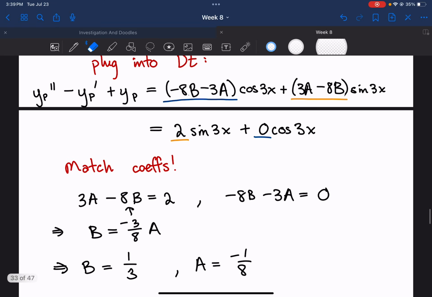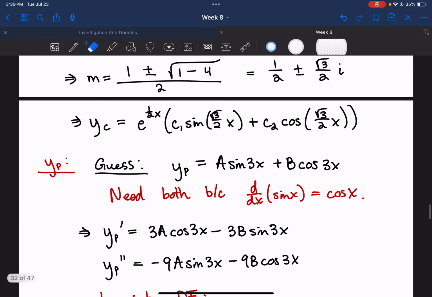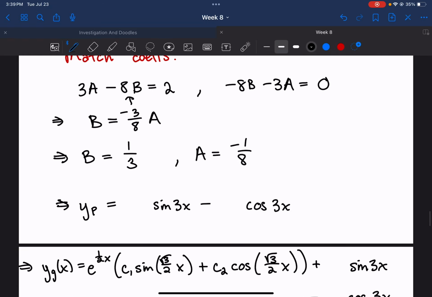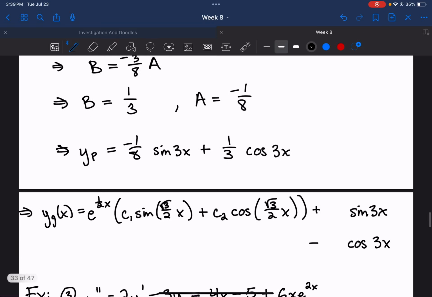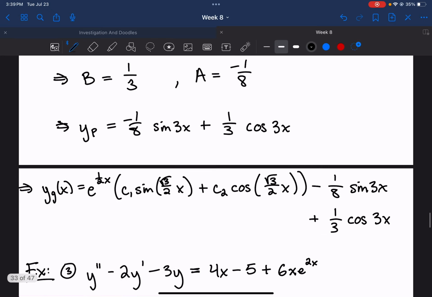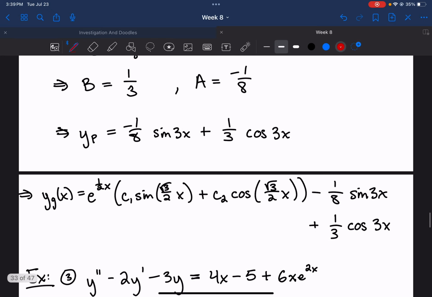So b was on the cosine term. So I get a positive 1/3 here and a negative 1/8 here. And then I get a negative 1/8 here and a positive 1/3 here. Okay. That was a little rough. But we did it.